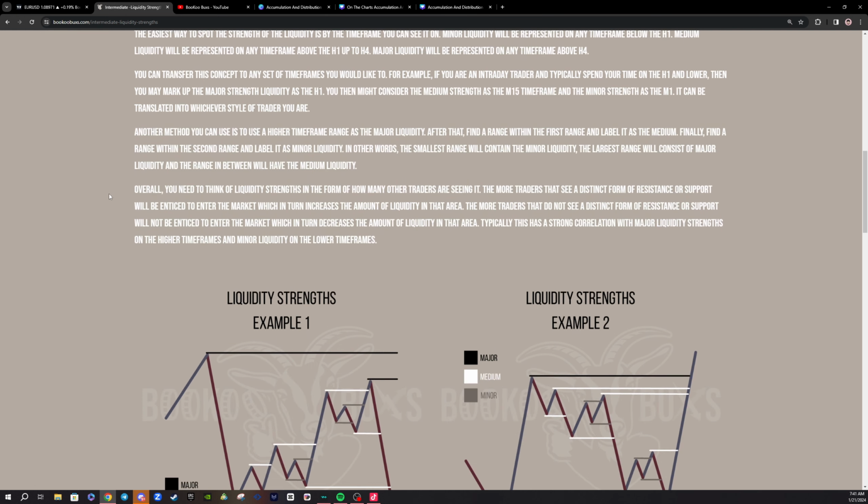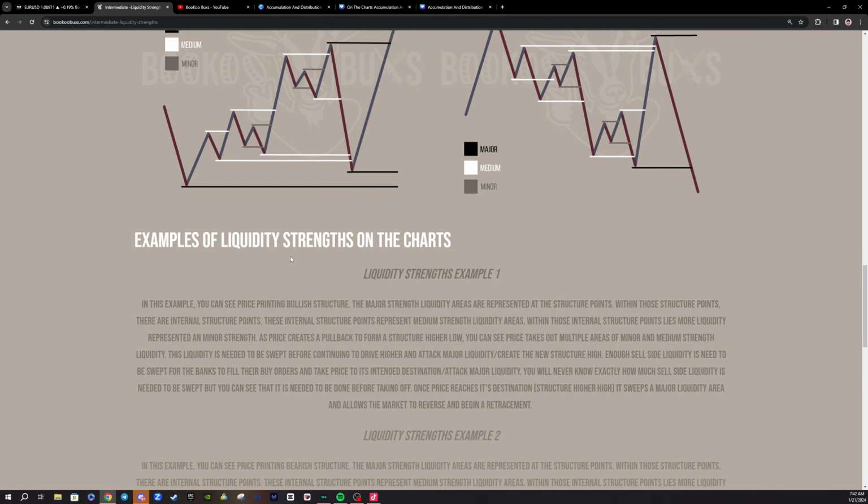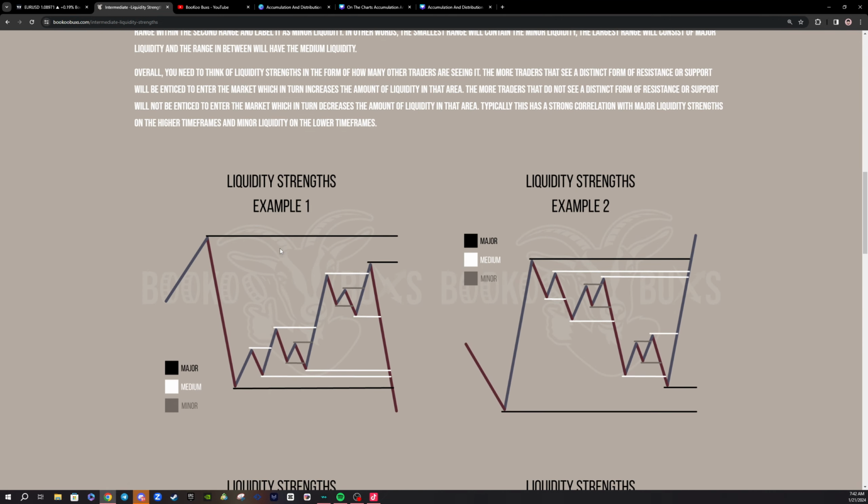Overall, you need to think of liquidity strengths in the form of how many other traders are seeing it. The more traders that see a distinct form of resistance or support will be enticed to enter the market, which in turn increases the amount of liquidity in that area. The more traders that do not see a distinct form of resistance or support will not be enticed to enter the market, which in turn decreases the amount of liquidity in the area. Typically, this has a strong correlation with major liquidity strengths on the higher time frames and minor liquidity on the lower time frames. So here are a couple of examples.